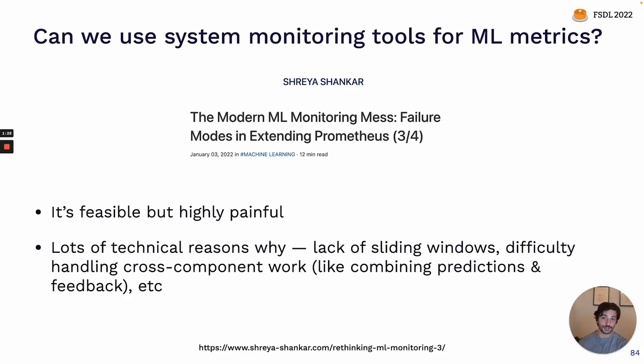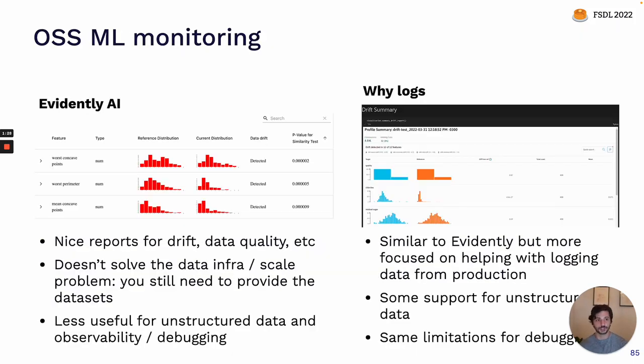In terms of ML specific tools, there's some open source tools. The two most popular ones are Evidently AI and Ylogs. And these are both similar in that you provide them with samples of data, and they produce a nice report that tells you where there are distribution shifts, how your model metrics have changed, etc. The big limitation of these tools is that they don't solve the data infrastructure and the scale problem for you. You still need to be able to get all that data into a place where you can analyze it with these tools. And in practice, that ends up being one of the hardest parts about this problem.